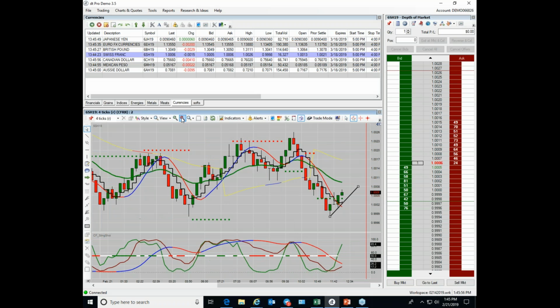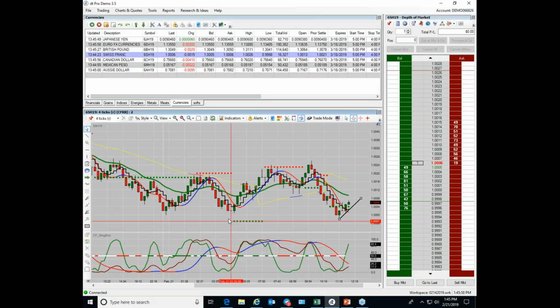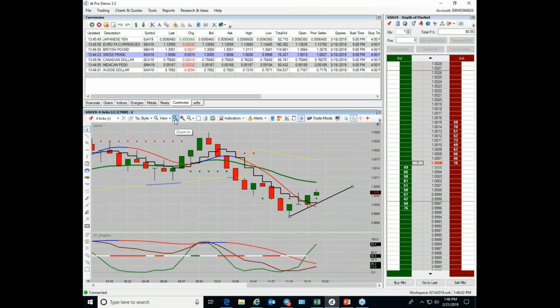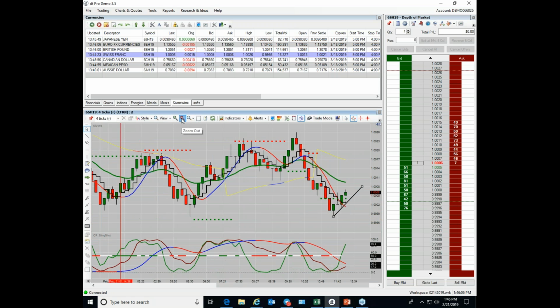Zoom out. Notice, different picture here. Get excited. Potential shorting opportunity. Uh-oh, double bottom. Right here. We're not trending. No trade. Notice the difference when we zoom out.